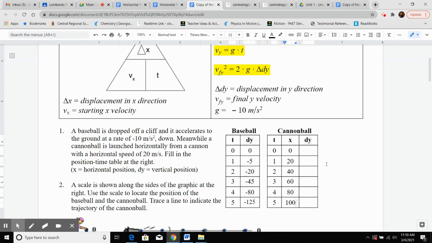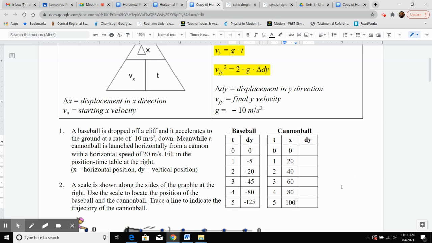That's for the X column? That is, yeah, that's for the horizontal displacement. That should always increase by the same amount, because it's not accelerating or decelerating, it's at a constant. So it's always going to cover that same amount of meters or whatever unit of distance every second.